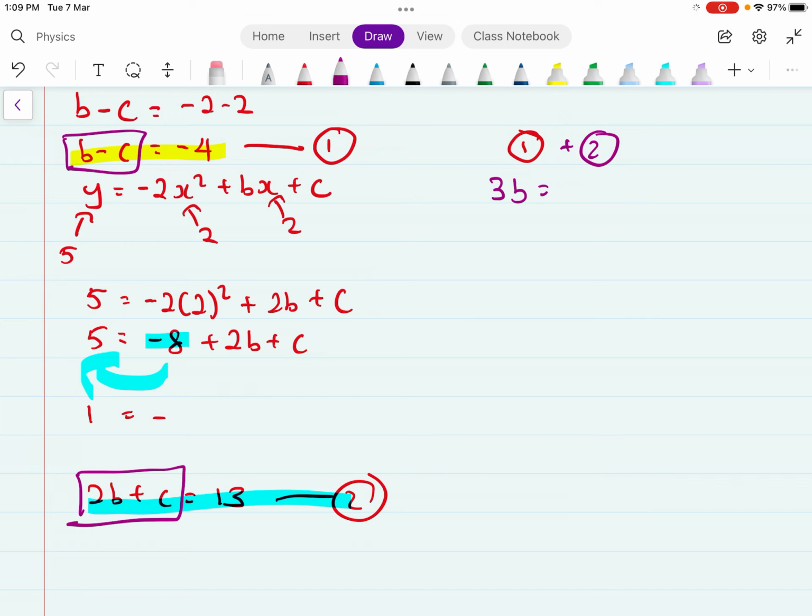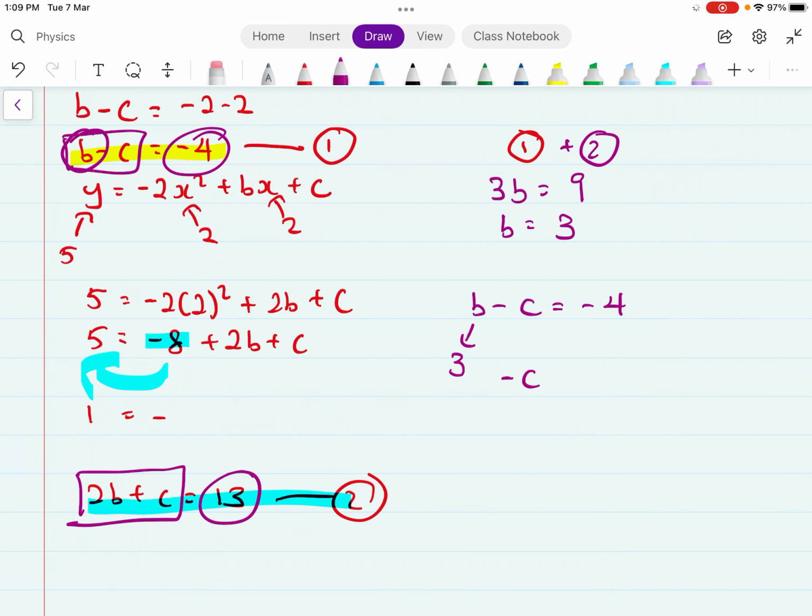So you look at the right hand side, negative 4 plus 13. So it's equal to positive 9. So 1b is equal to positive 3. It's out already. One number is out, means second number will be out. So now you go back to equation 1, right? So b equal to 3. So b minus c equal to minus 4. So this will be positive 3. So you just manipulate to find your c.